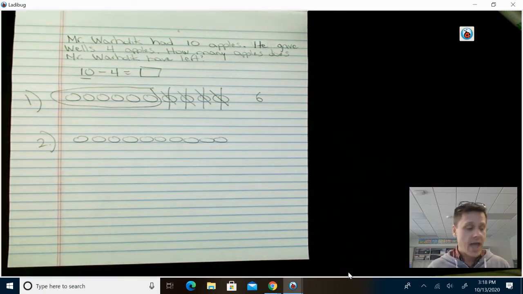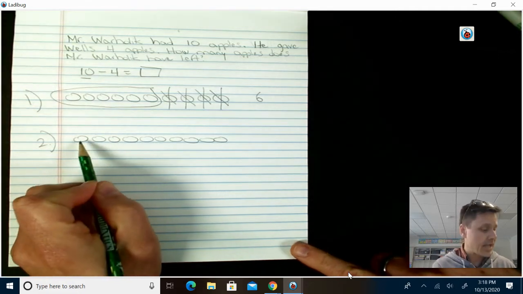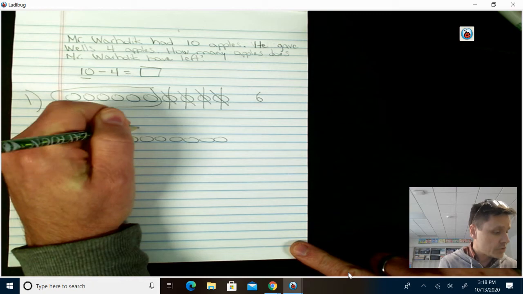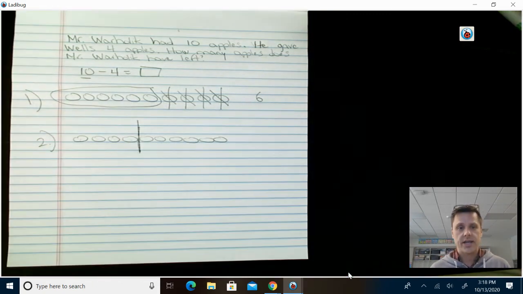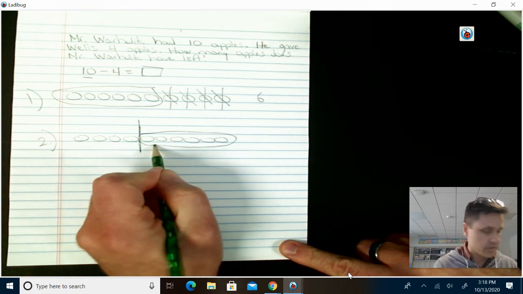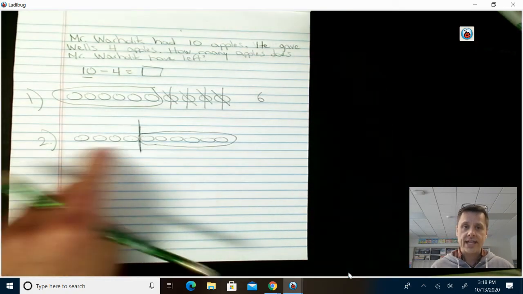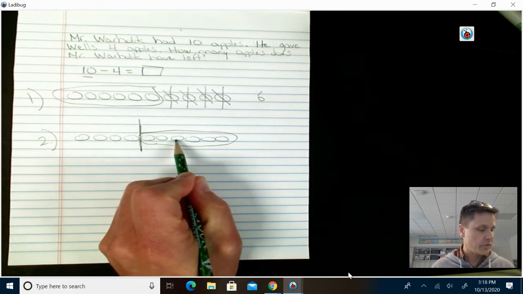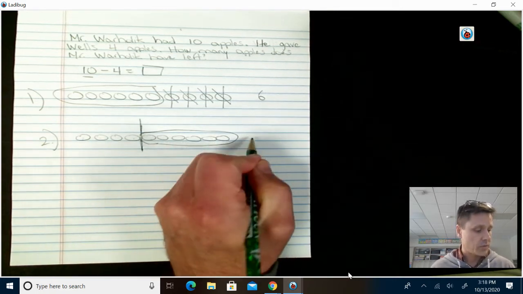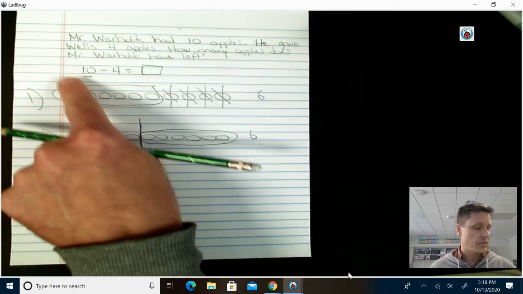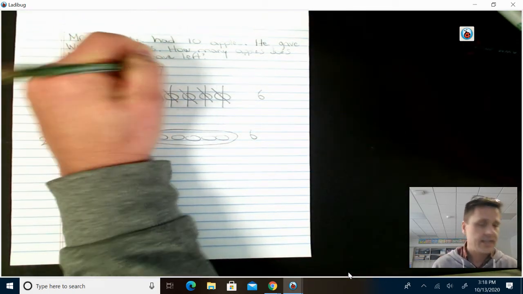So this time I'm going to start over here and I'm going to count 1, 2, 3, 4. And then I'm going to draw a nice big break apart stick right here. And I'm going to circle the ones that are left over here. These are the 4 that I gave to Wells. These are the ones that I have left. 1, 2, 3, 4, 5, 6. Oh, yep. Using both strategies, I got the right answer. So 10 take away 4 is 6.